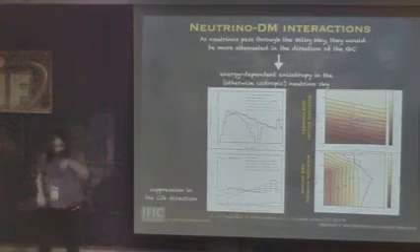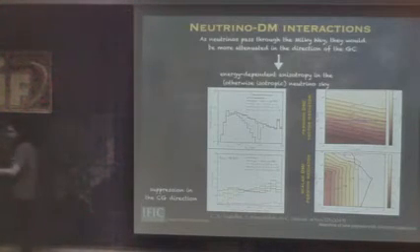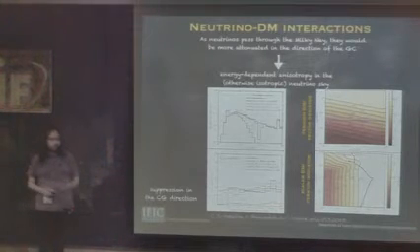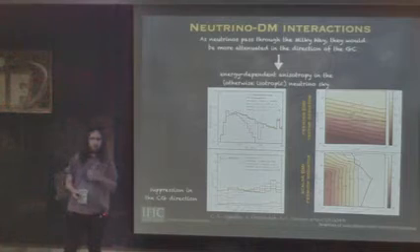Okay, more about dark matter, but here it is not decay, it is not interaction directly in the detector. It has to do with propagation. So what if dark matter and neutrinos interact?